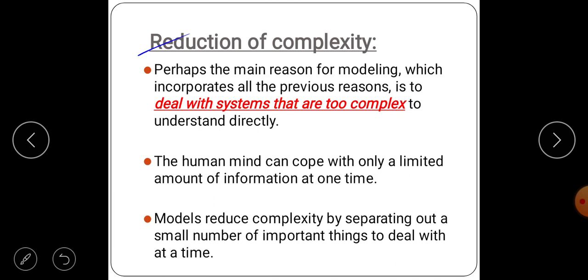Next, reduction of complexity. Means using these models we can reduce the complexity of building the system. Okay, how can we reduce the complexity of the system using the models? It is the main reason for modeling, which incorporates all the previous reasons. It is to deal with systems that are too complex to understand directly.